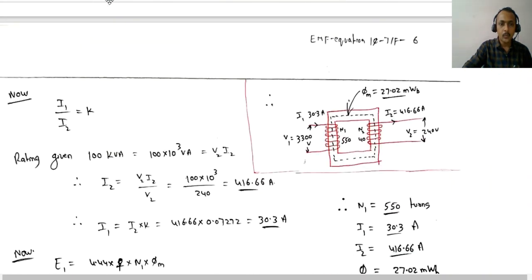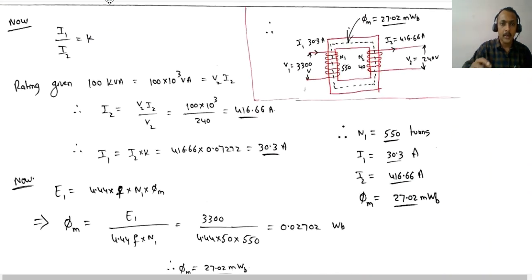Now, from the power rating, we are supposed to find out the values of these currents also. With respect to the current, I1 by I2 equal to K. Now the rating is given, 100 kVA, that equals 100 into 10 power 3 volt ampere. Just make it equal to V2 I2.